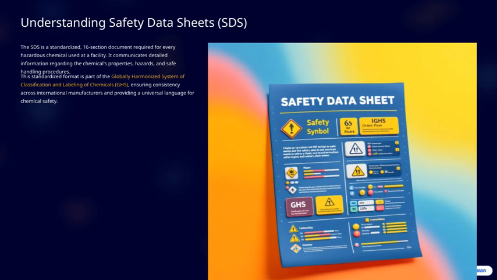The Safety Data Sheet, or SDS, is a crucial document that follows this standardized format. It includes 16 specific sections and is required whenever a hazardous chemical is used at a facility. The SDS gives detailed information about the chemical's properties, the hazards it poses, and the safe handling procedures. Understanding the SDS is vital because it's your primary source of safety information for chemicals. It helps you recognize risks and take appropriate precautions to stay safe. By following this standardized format, we can better communicate and manage chemical safety across all workplaces, which is a core part of our overall safety culture.